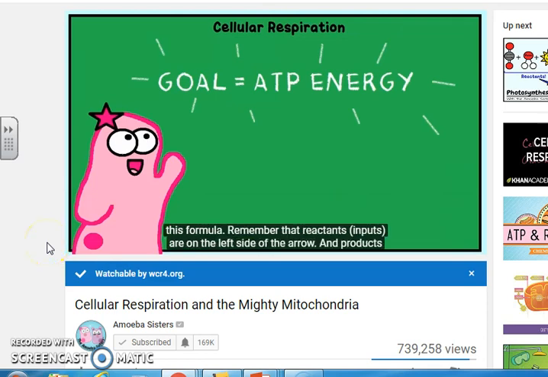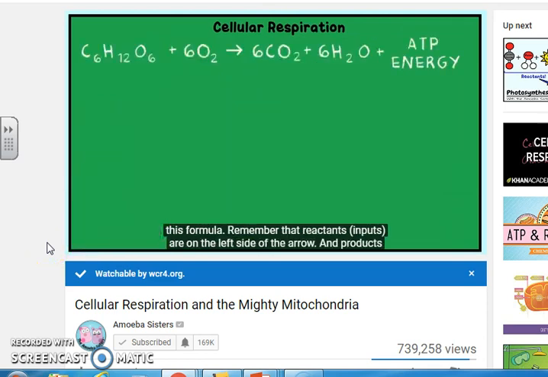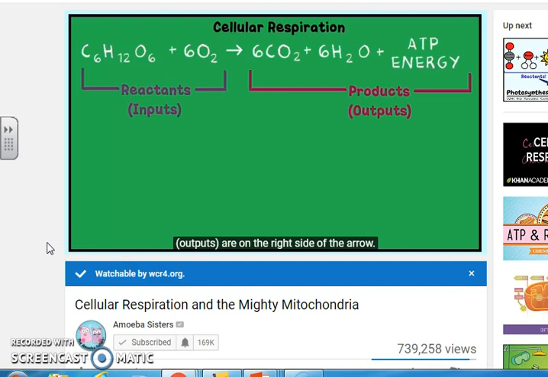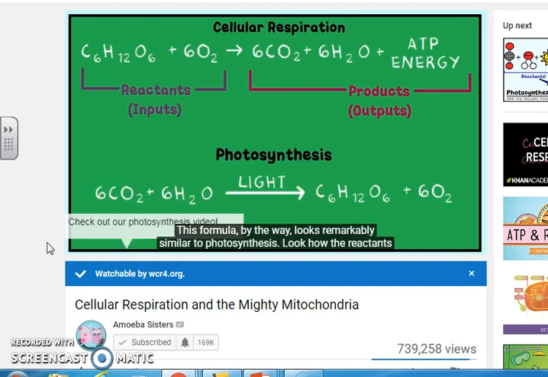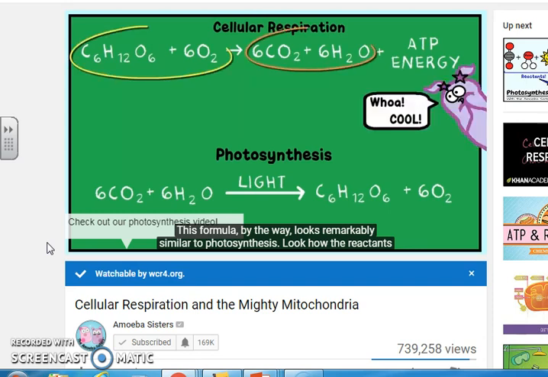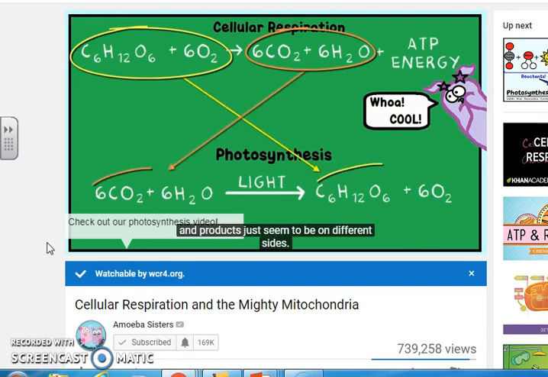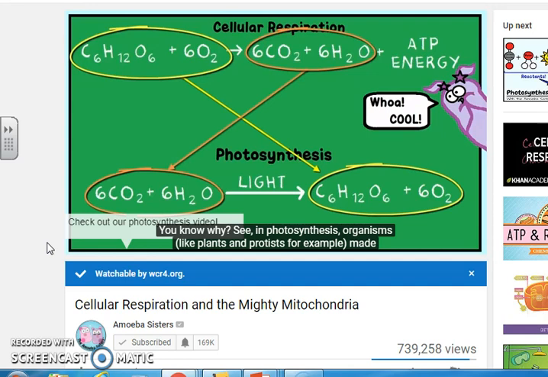Let's take a look at this formula. Remember that reactants, the inputs, are on the left side of the arrow, and products, the outputs, are on the right side of the arrow. This formula, by the way, looks remarkably similar to photosynthesis. I mean, just look how the reactants and the products seem to be on different sides. This isn't really a coincidence.